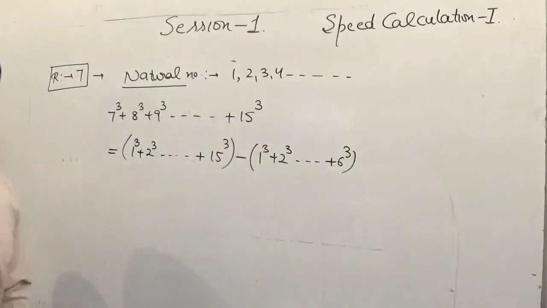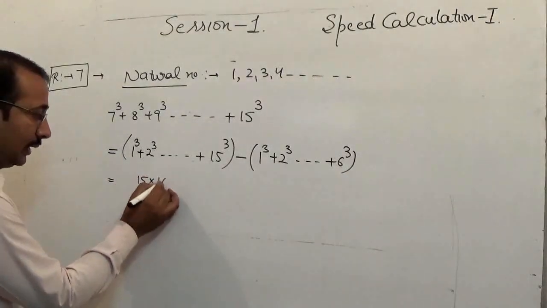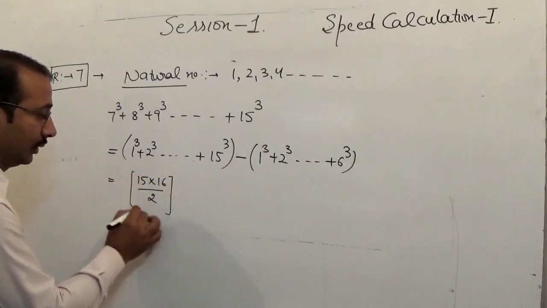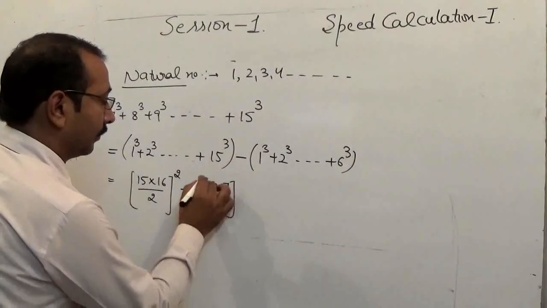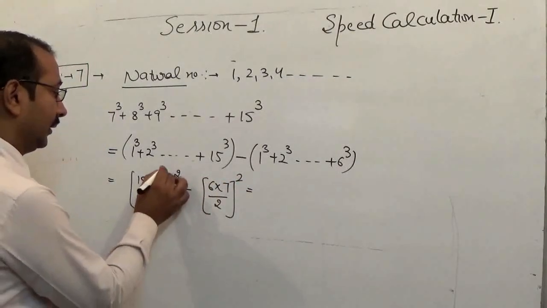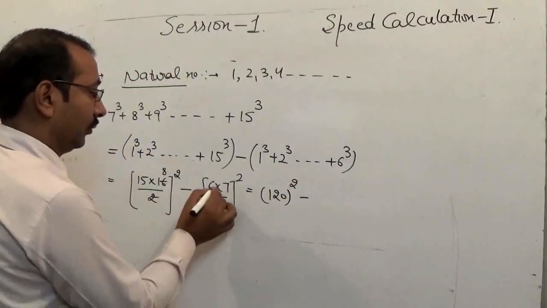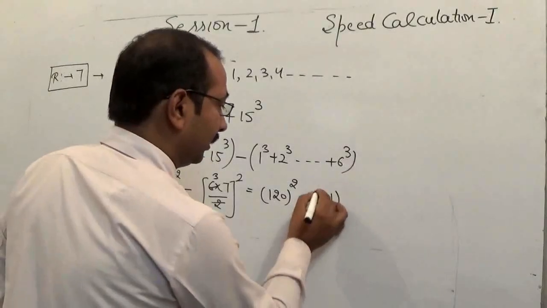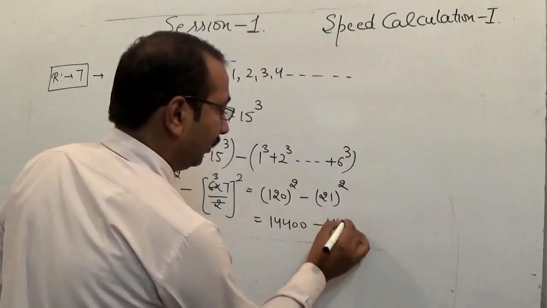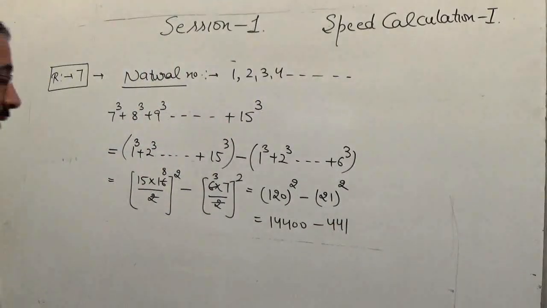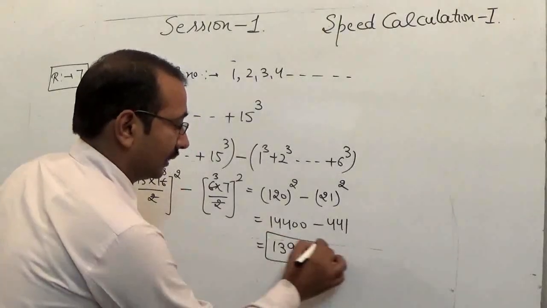That I will subtract. Now I know the formula for this: n into n plus 1 divided by 2, the whole squared, minus n into n plus 1 divided by 2, the whole squared. 2 will go into 16 eight times. 15 into 8 is 120, so this would be 120 square, minus 2 will go into 6 three times, 3 sevens are 21, so this is 21 square. So 14400 minus 441. You have to subtract this number from that, so your answer is 13959.